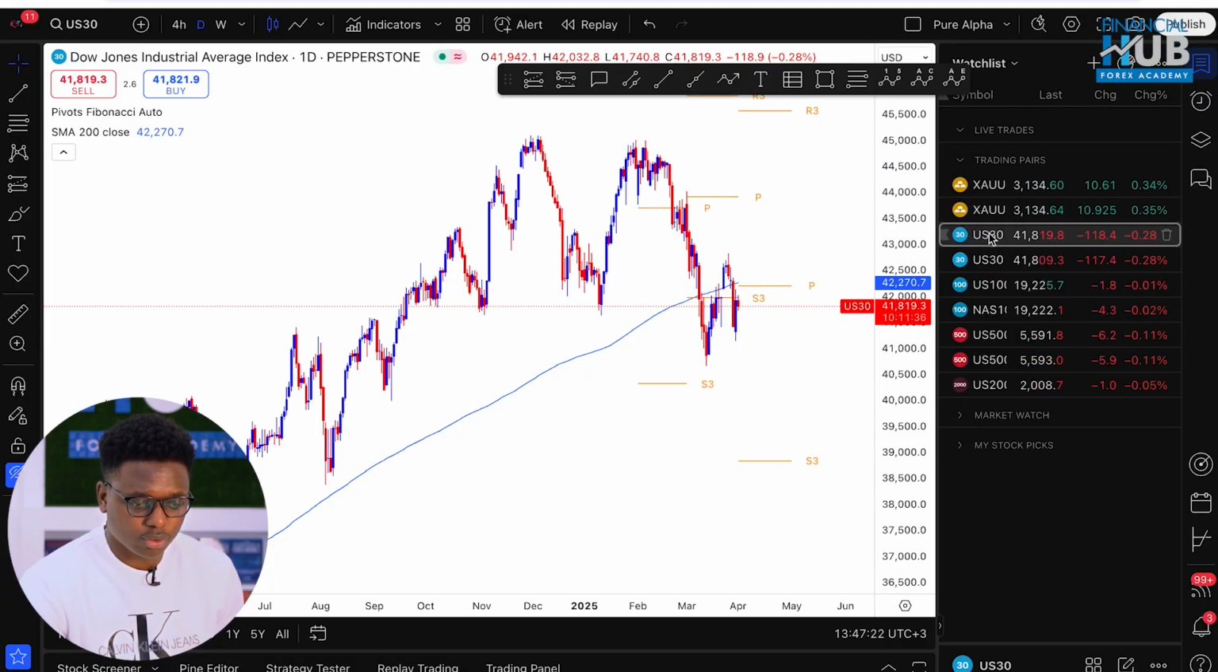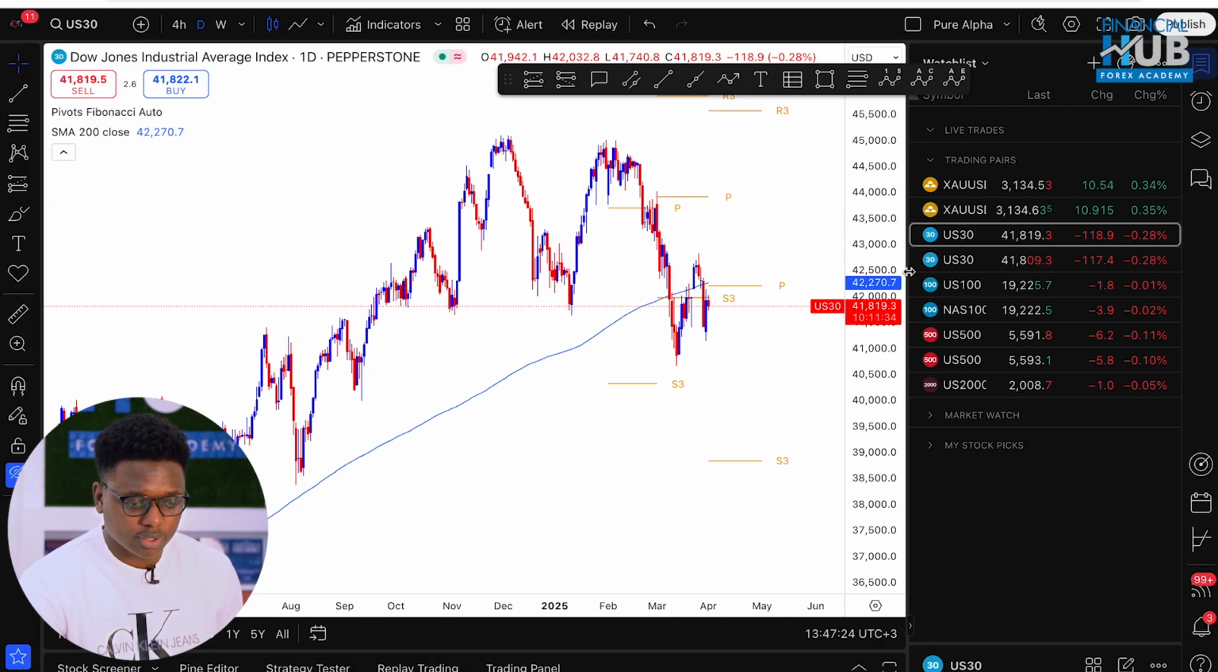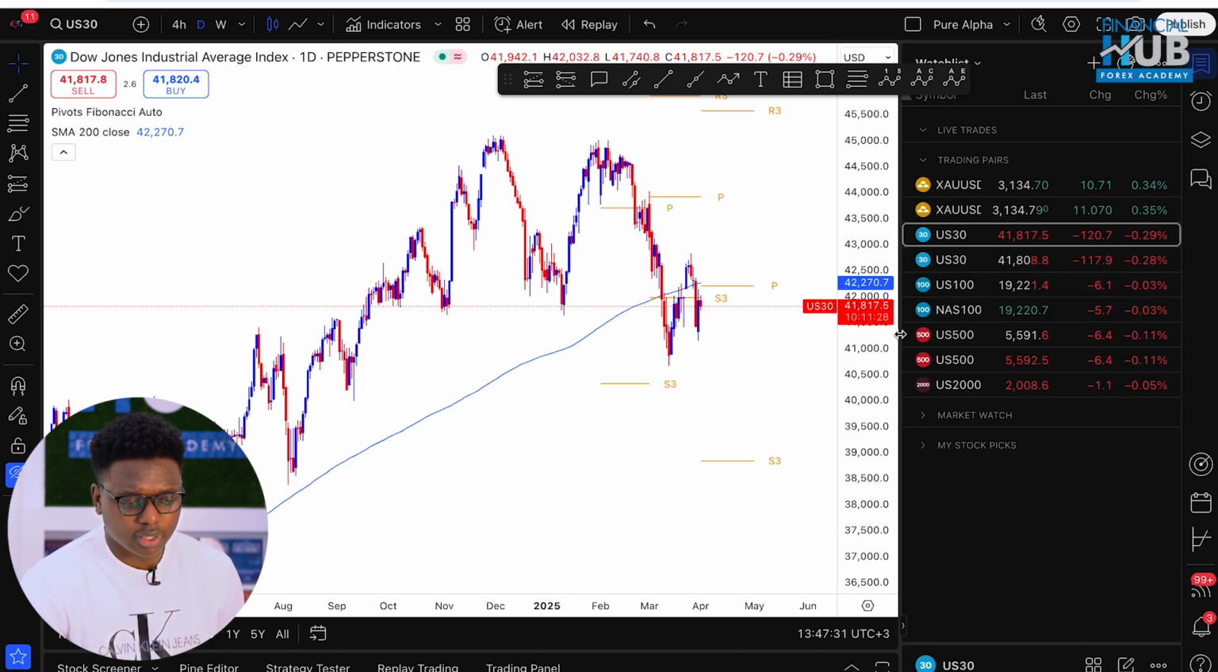Now let me share my screen and show you what I've been looking at. You can see the pairs I'm looking at are gold, US 30, US 100, US 500. And the US 2000 that is there is better known as the Russell 2000. I just look at it, I don't trade it. It's what we call the 2000 small market cap companies in America. So you can see I'm heavily invested in the US dollar, US stock market. That is basically what I'm looking at.